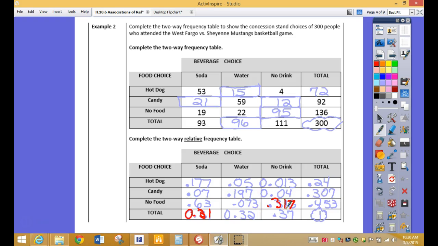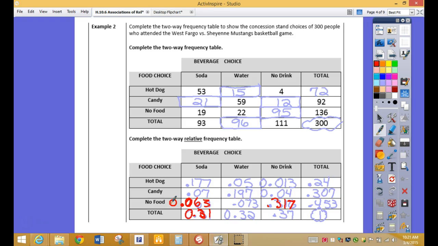So it should be 0.317. Okay, there's one more mistake in there. Can anybody find my other mistake? Column 1, bulk 3, it's supposed to be 0.063. Right, I forgot the 0. I can't forget that 0. It should be 0.063. That makes a difference. I don't need the 0 up front, I can have it there if I want or not. But those are the numbers you should have had on your relative frequency table.